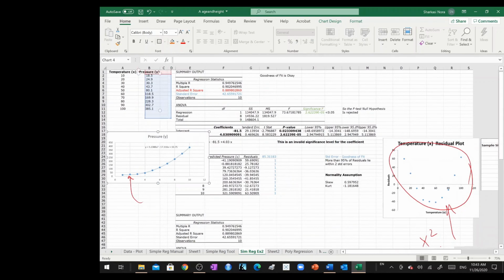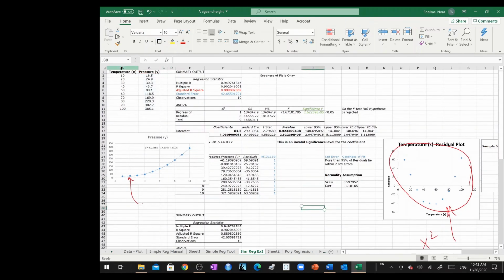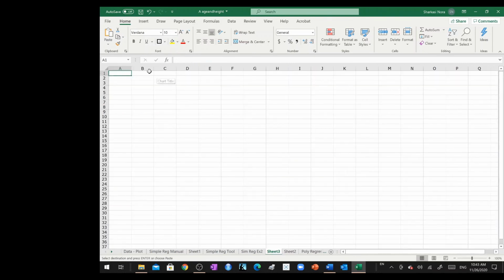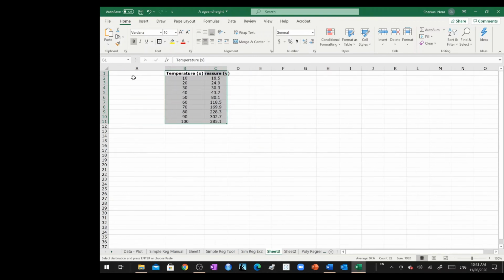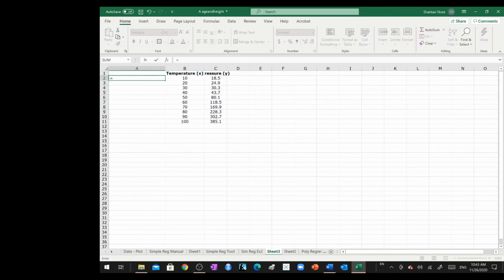So basically, make sure that you fix this. Now, how do we fix this? We take temperature and pressure again, and we add another term. For temperature, I'm going to add another term, which is temperature squared. I'm going to just square the temperature. This is the easiest way to do it. And I'm going to call it temp x to the power of 2, which is temperature squared.